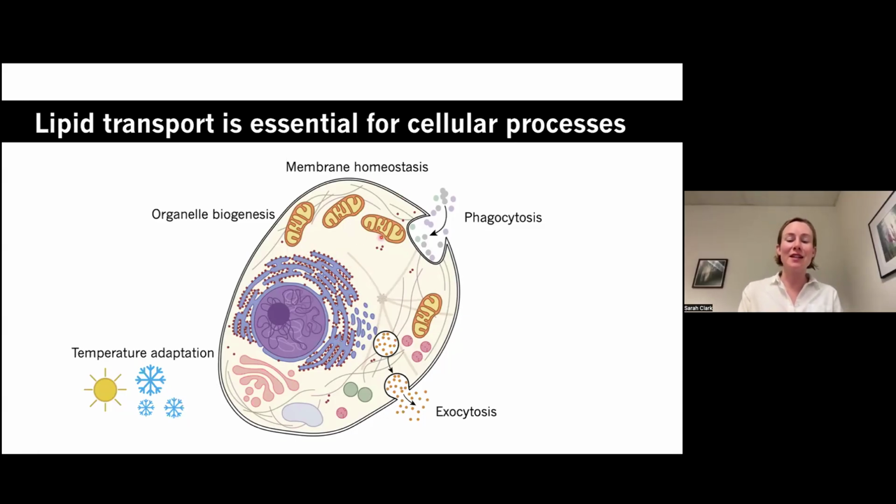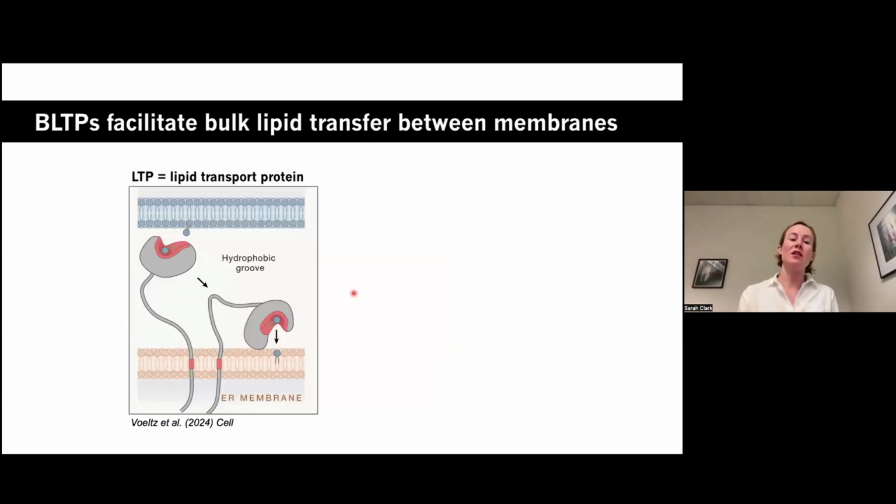Then they have to get everywhere else in the cell in a very specific way. We now know that this lipid transport process of moving lipids from the endoplasmic reticulum to all of these other different locations primarily happens through the action of lipid transport proteins. Lipid transport proteins exist at what are called membrane contact sites, regions of the cell where membranes are very close together. So here, for example, we have an ER membrane that's close to another membrane, perhaps the plasma membrane.